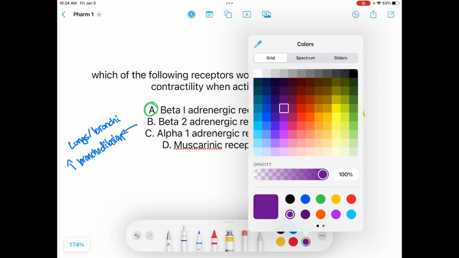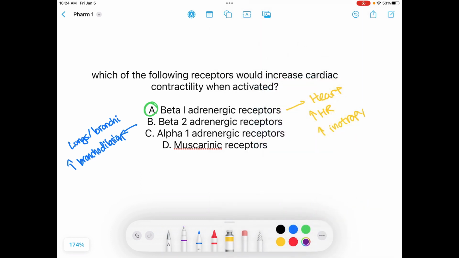Let's choose a different color. Purple looks good. Alpha-1 receptors, these are interesting. These are in the blood vessels. You do have beta receptors in the blood vessels too, but for our discussion today, we're really not going to focus on elsewhere where beta receptors are. We're going to focus mainly on the heart and the lungs.